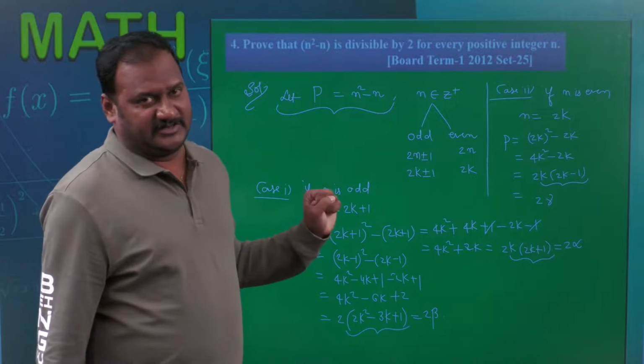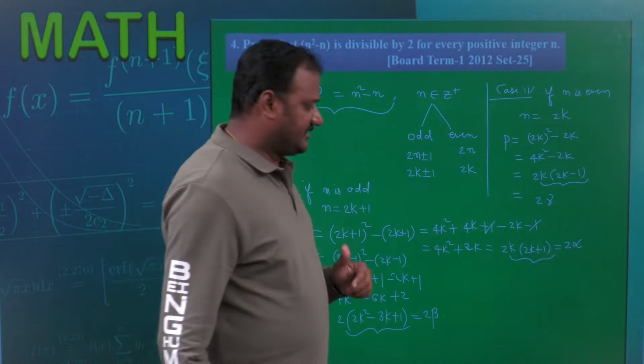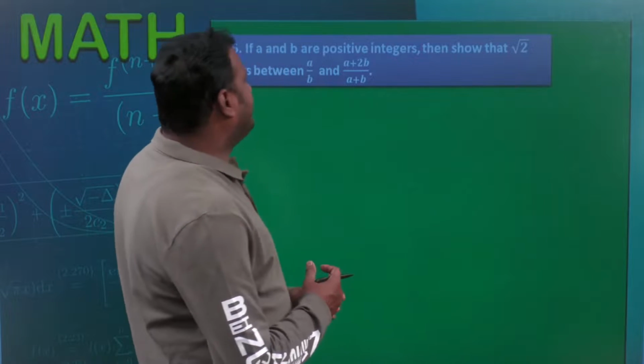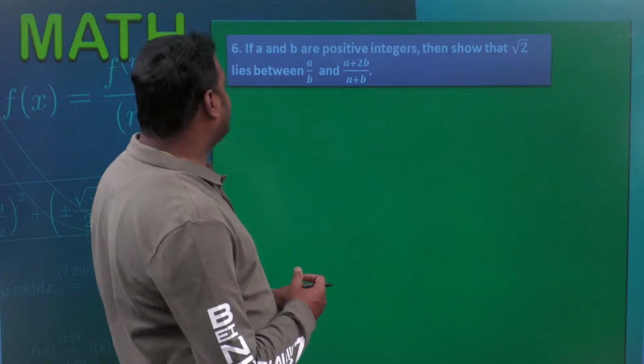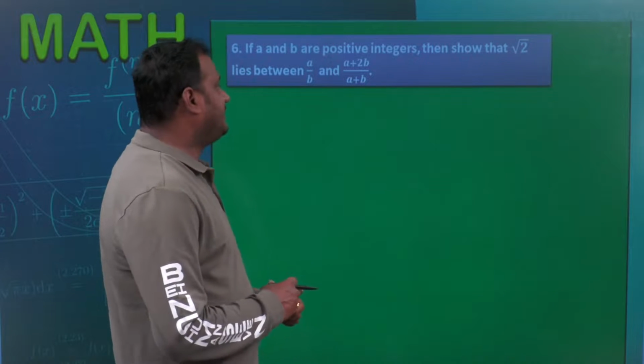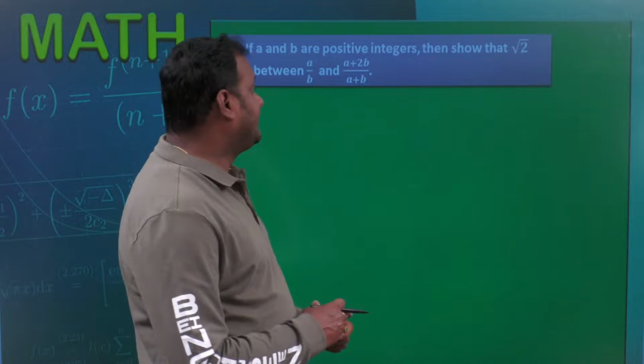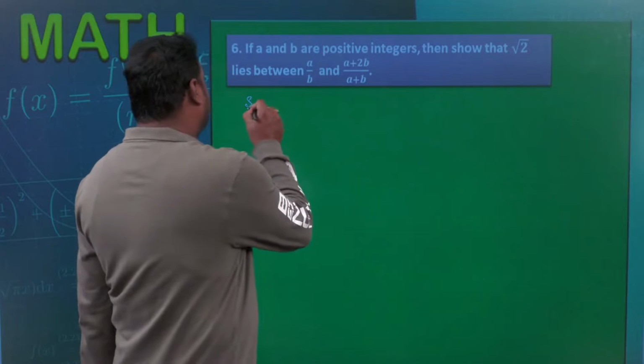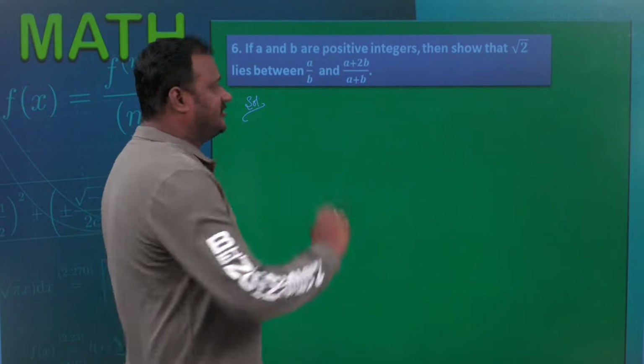See how to simplify this problem and how to prove it. It's pretty much easier. So moving on to the next problem. If a and b are positive integers, then show that root 2 lies between a by b and (a plus 2b) by (a plus b). First of all, you will have to get one idea in order to answer this problem.